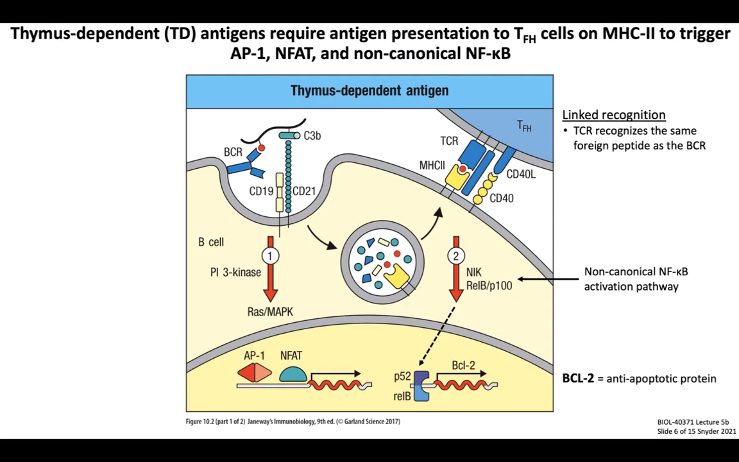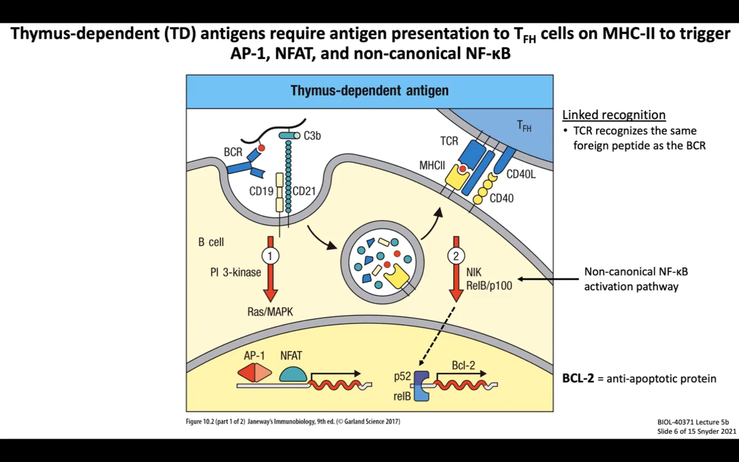The second category of antigens are called thymus-dependent, or TD antigens, and this is because they require T cell help from T follicular helper, or TFH cells, in order to produce their antibodies. These are antigens that are recognized by the BCR, which in complex with the B cell co-receptor complex trigger RAS and MAP kinase signaling, which induces activation of the transcription factors AP1 and NFAT. At this point, the first transcription factor output of the B cell is the same as we saw during the first step of thymus-independent antigen responses.